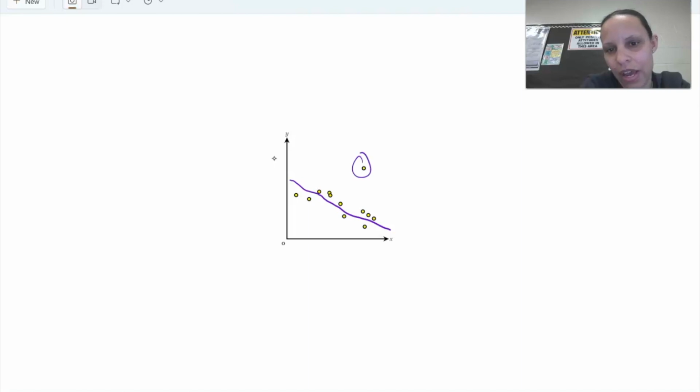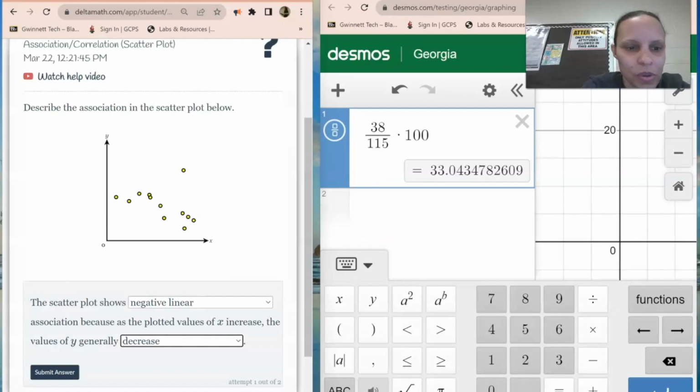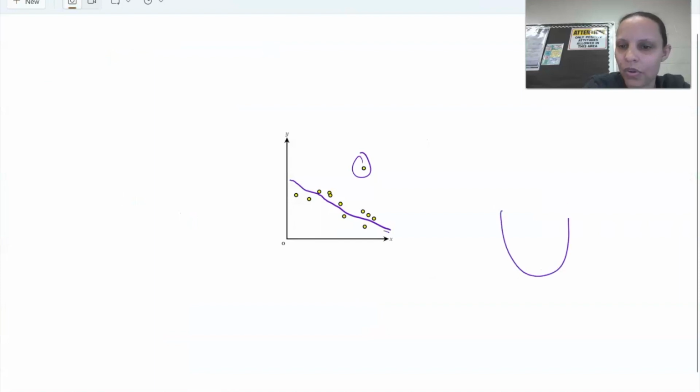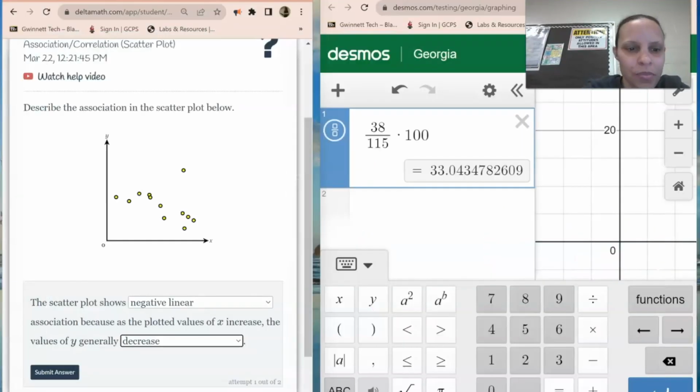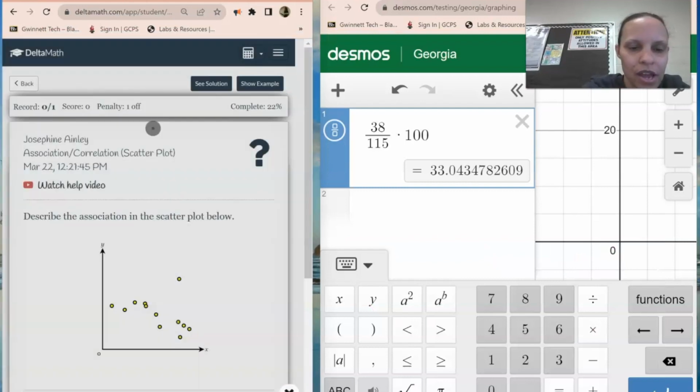Even though this is an outline. All right, so it looks like it's going down, okay? And that's why I'm saying it's a negative linear because it's decreasing. Why is it linear? Because it's a straight line. So if it was a quadratic, it would look like this or like this. And if it was exponential, it would look like that or like this, okay? All right, so those are the options. I'm going to get it wrong so that I can do some more.